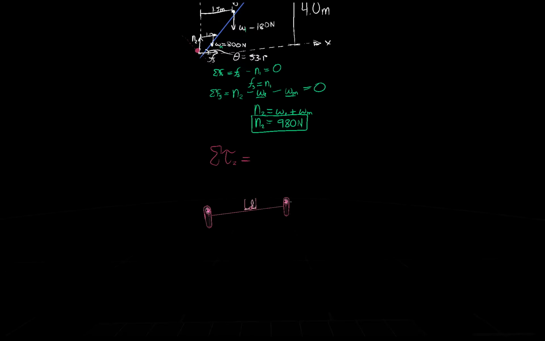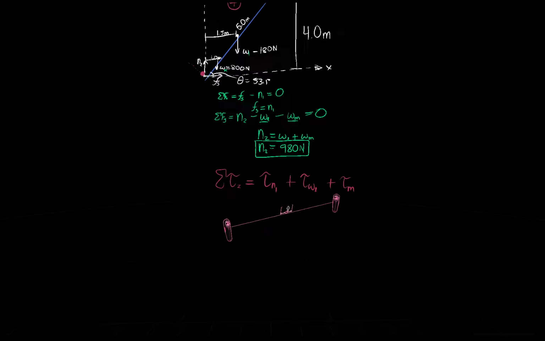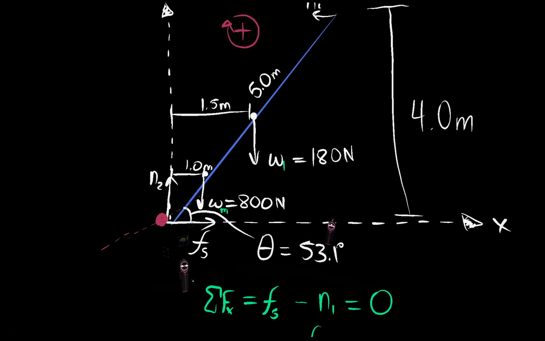So symbolically, what that translates to is the torque N1, lowercase n, plus the torque WL, the weight of the ladder, plus the torque of the man, torque sub m, tau sub m. So the interesting thing is that while this seems like there's a lot of trig involved here to find each torque, the messy stuff actually cancels out. So let me walk through what you would be doing traditionally.